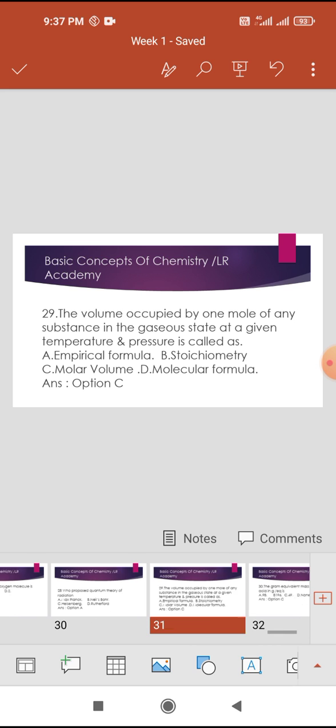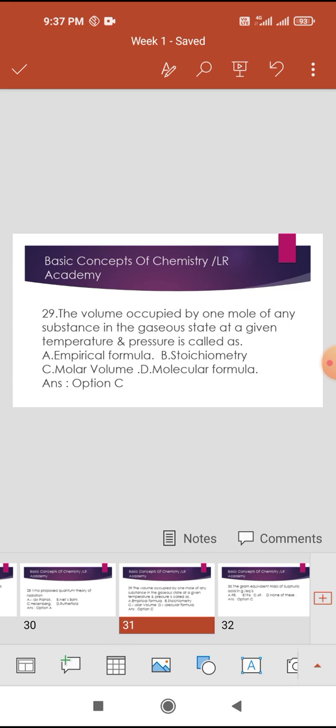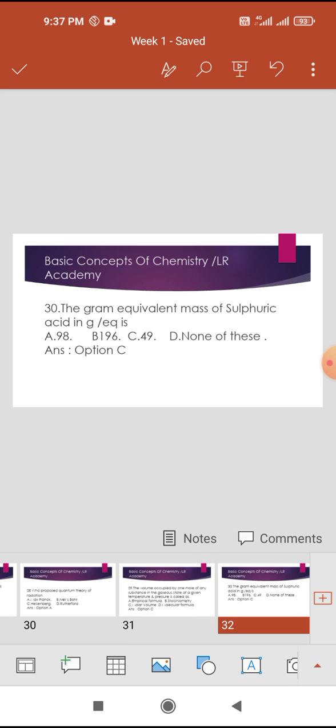The last question of this week's slideshow is question number 30. The gram equivalent mass of sulfuric acid H2SO4 in gram equivalent is option A 98, option B 196, option C 49, option D none of this. Again, the gram equivalent mass of sulfuric acid is, the right answer is option C 49.